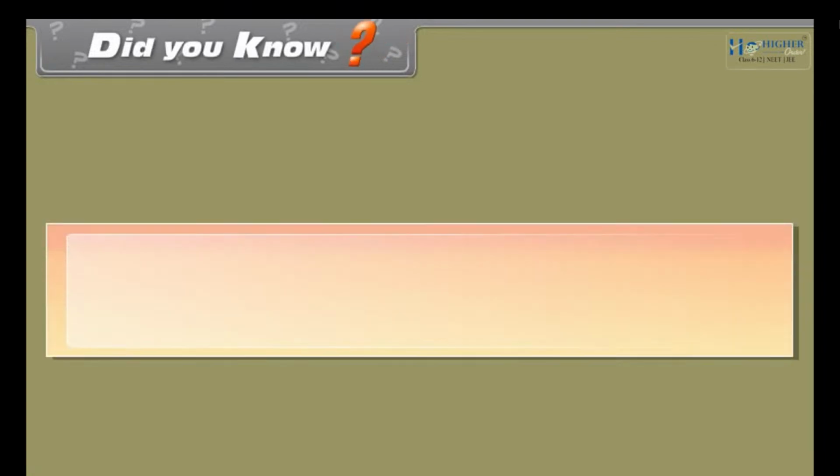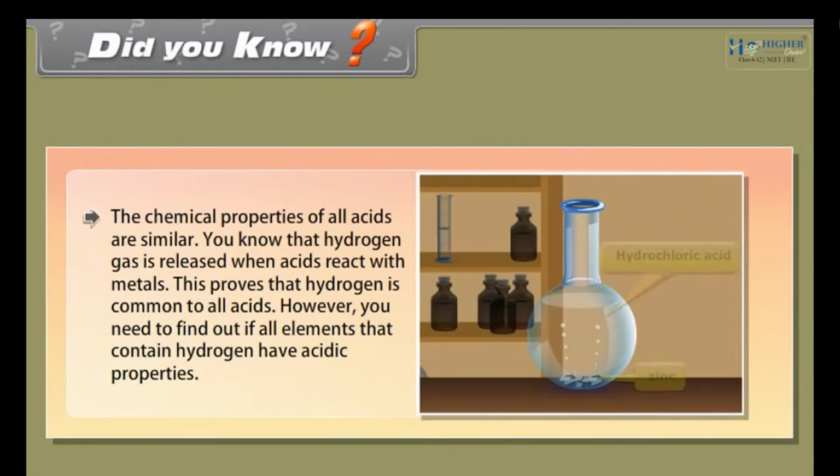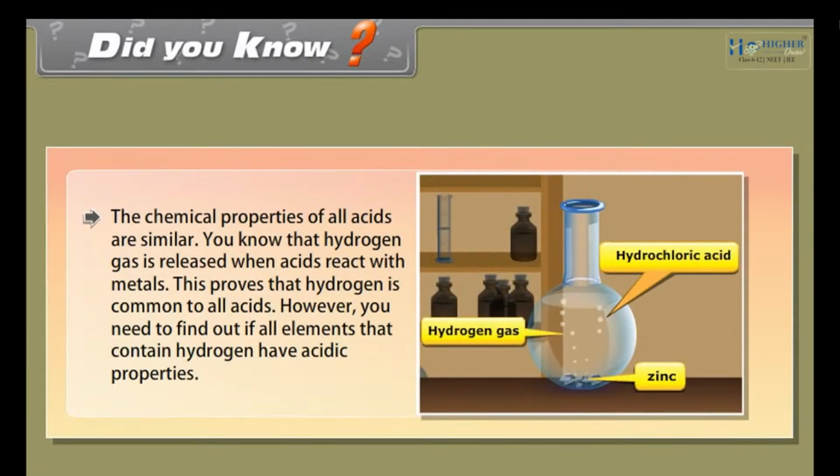Did you know? The chemical properties of all acids are similar. You know that hydrogen gas is released when acids react with metals. This proves that hydrogen is common to all acids. However, you need to find out if all elements that contain hydrogen have acidic properties.